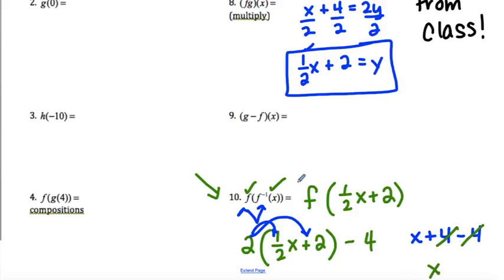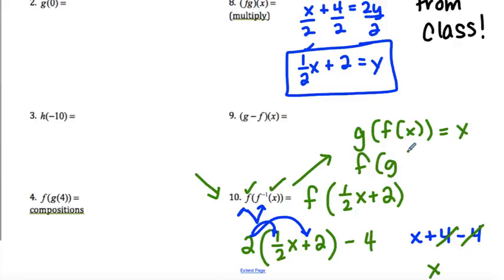And that should make sense to you, because this is the same concept of doing g of f of x and it equaling x, and doing f of g of x and it equaling x. If this is the inverse, if I take the inverse of the function, I'm going to get what I started with, the original. So it's just some notation.